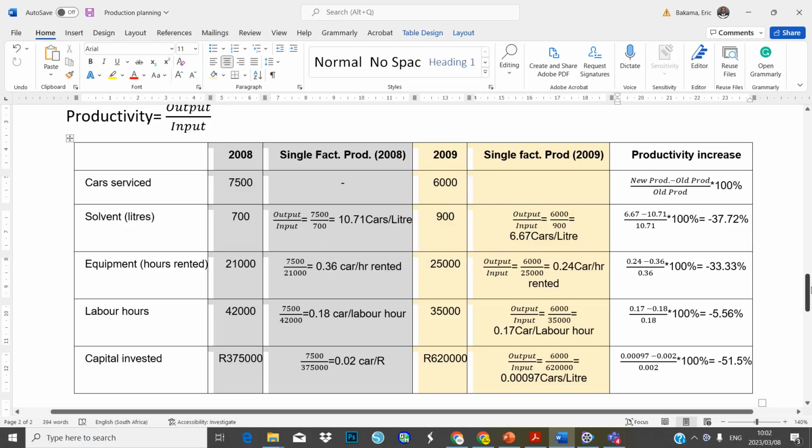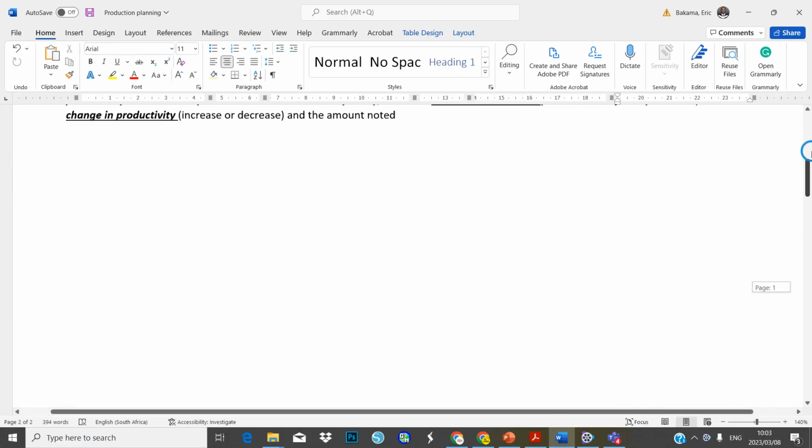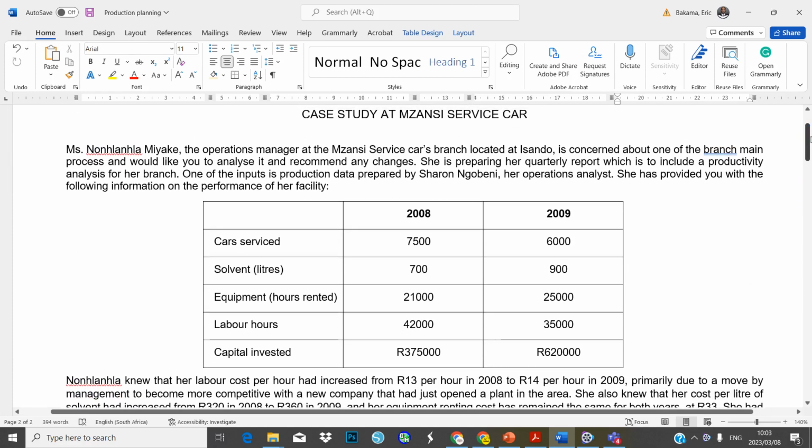Hi guys, so this is the last part of the productivity session, and as we have been talking, we were going through a case study about Mzansi Car Service. We were talking about this company whereby there's a manager who has to make a productivity report to assess the way the company has been doing on a regular basis. We have been given different information on how the company performed in 2008 versus how they performed in 2009.